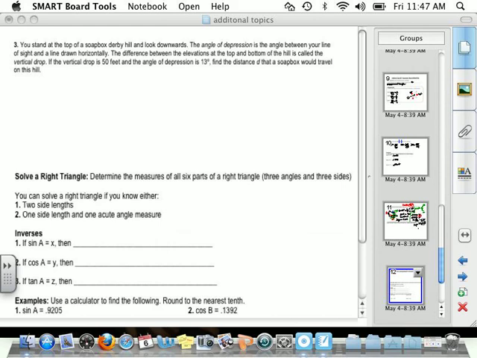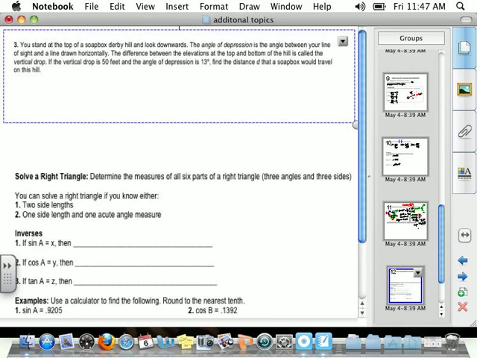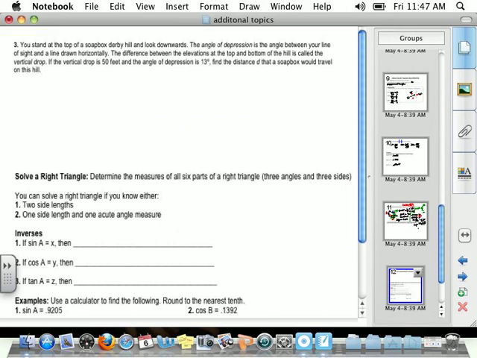So you stand at the top of a soapbox derby hill, and you look downwards. So you're up here on the top of the hill. The angle of depression is the angle between your line of sight and the line drawn horizontally. Now, I should have a little person up here, and the angle of depression should be from their eyes straight down, but we'll just do it straight from the top of the hill. So the angle of depression is you go straight out and you look downwards. So it's this angle right here.